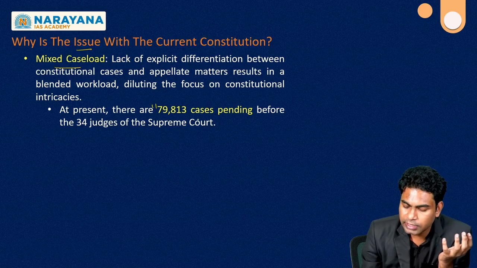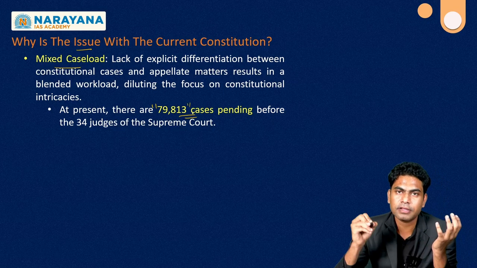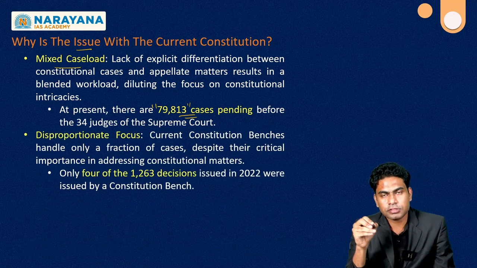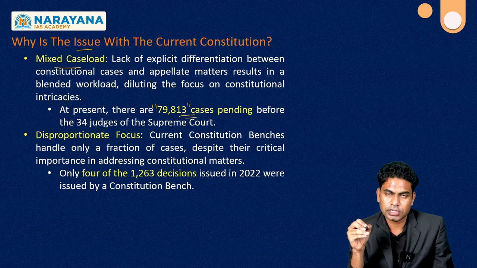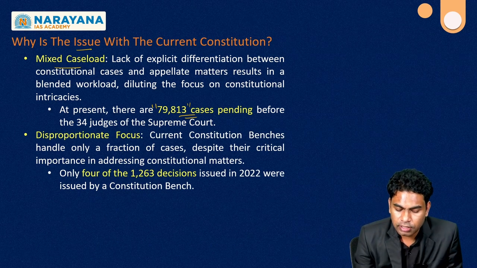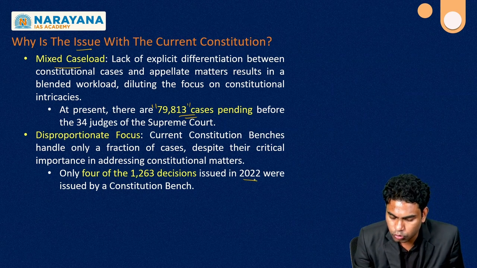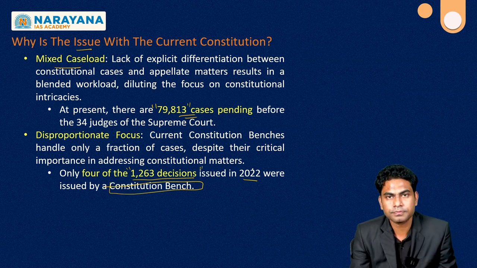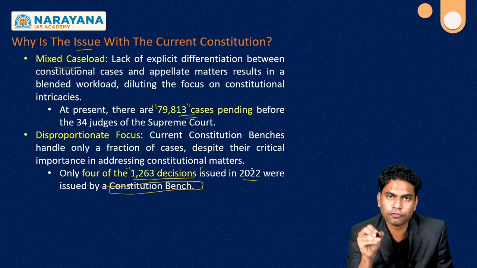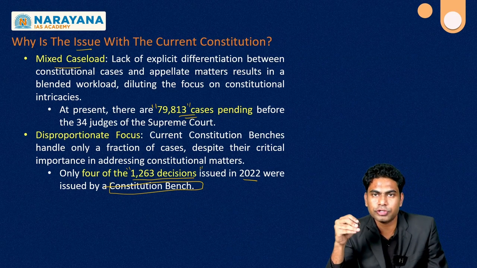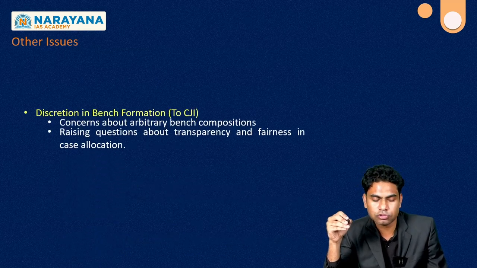And that is why presently 79,813 cases are pending in the Supreme Court. Next, the number of constitutional cases within these cases is lower. If you look at the year 2022, only 4 of the 1,263 decisions were by a constitutional bench. That is a fraction of cases. Despite the urgency or need to deal with constitutional cases, we are unable to do it.